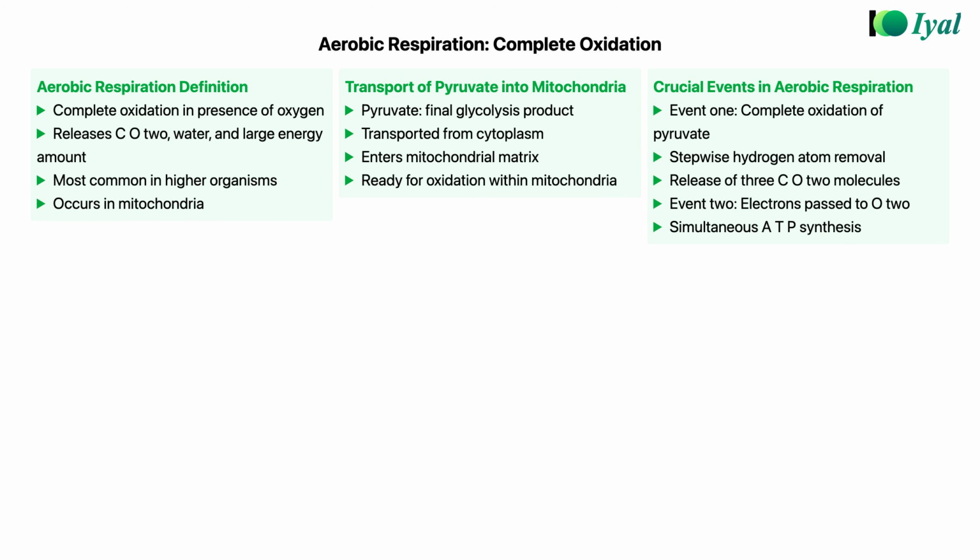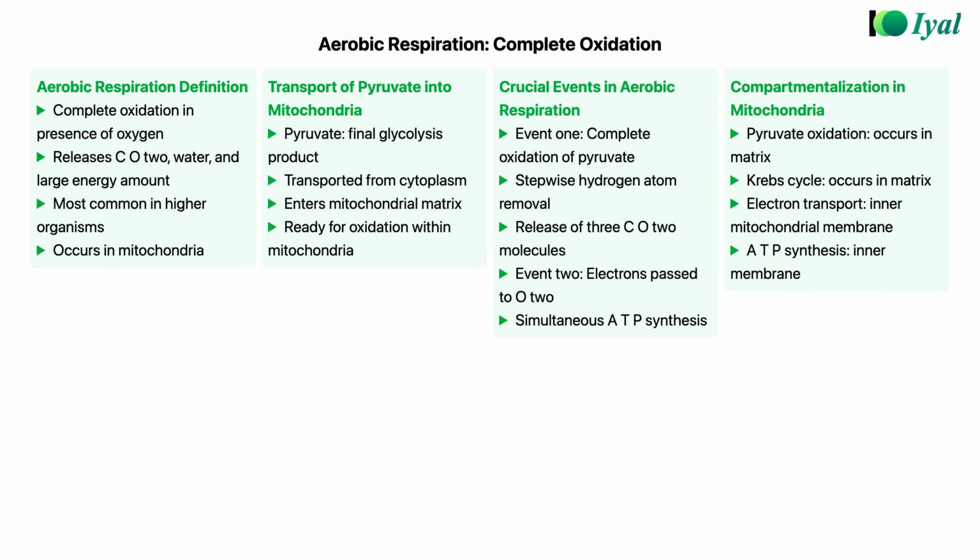Now, two crucial things happen in aerobic respiration. First, pyruvate is completely oxidized. This means hydrogen atoms are removed step by step. And as carbon is oxidized, 3 carbon dioxide molecules are released. The entire carbon skeleton is broken down. Those electrons from the hydrogen atoms are passed to oxygen, and this electron transfer is coupled to ATP synthesis. So lots of ATP is made. These two events are linked. Perfect coordination.